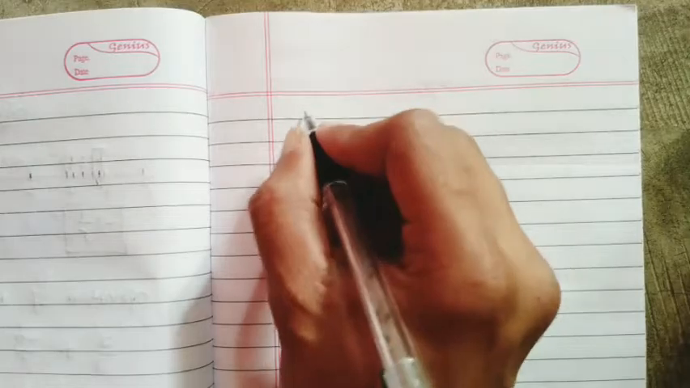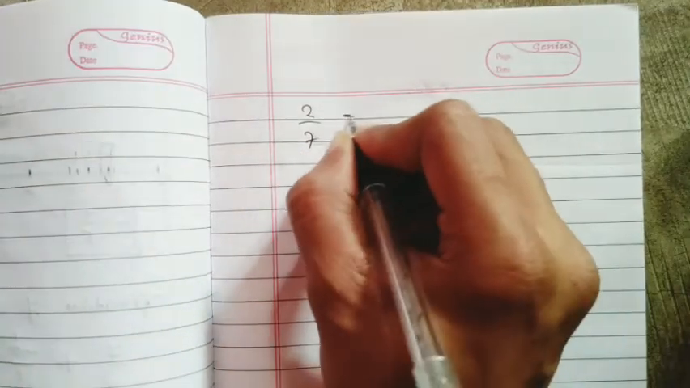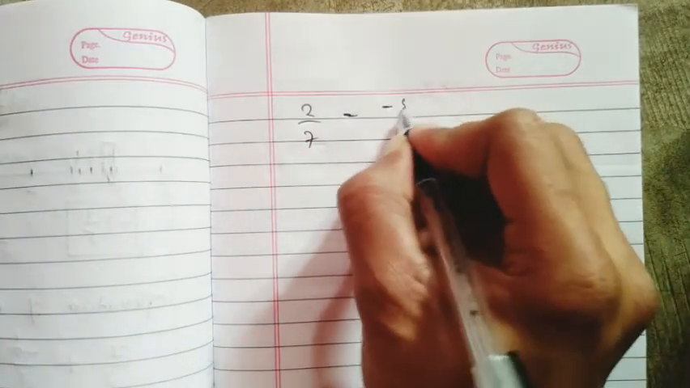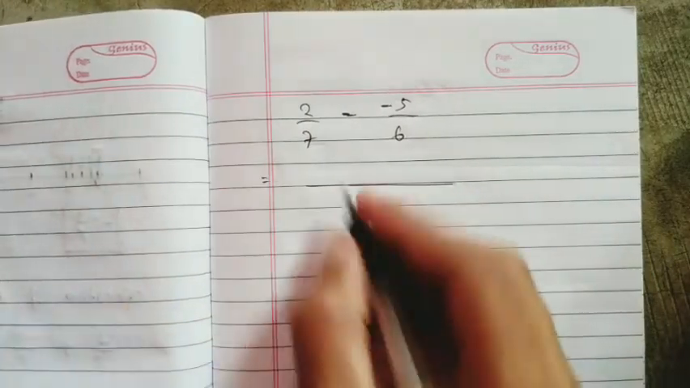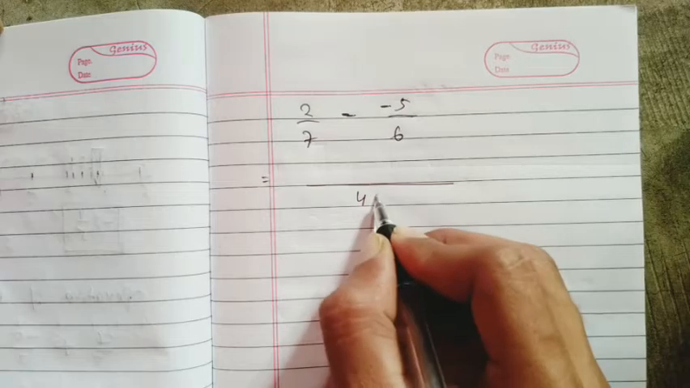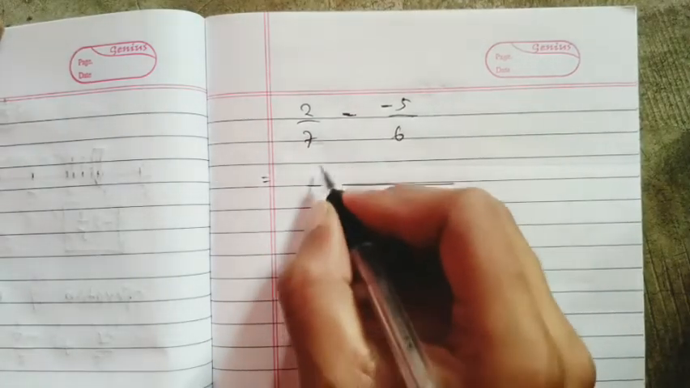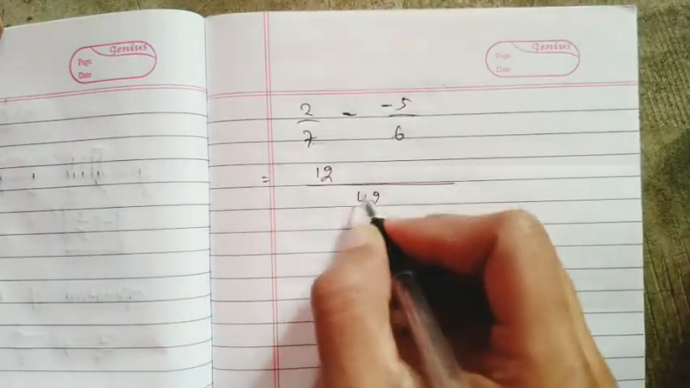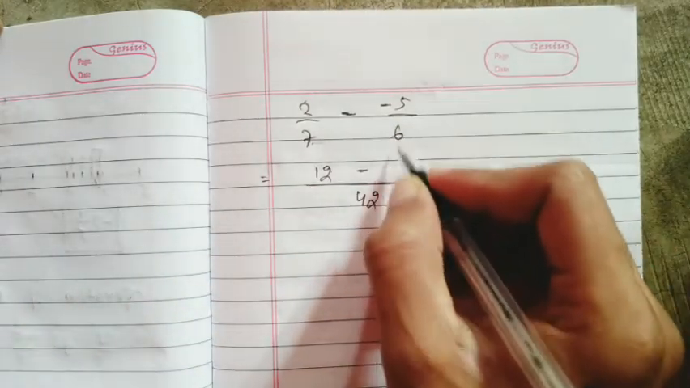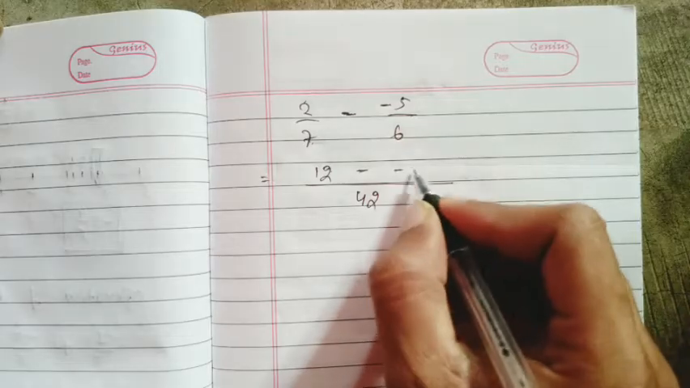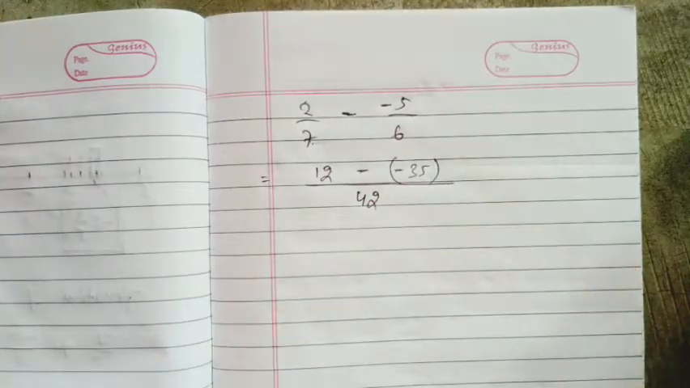Now move to subtraction. 2 by 7 minus 5 by 6. So what we have to do, we have to find the LCM of 7 and 6, that comes to 42. Now 7 6s are 42 and 6 2s are 12, minus 6 7s, that is 7 5s are 35. Okay, it is in the minus part.